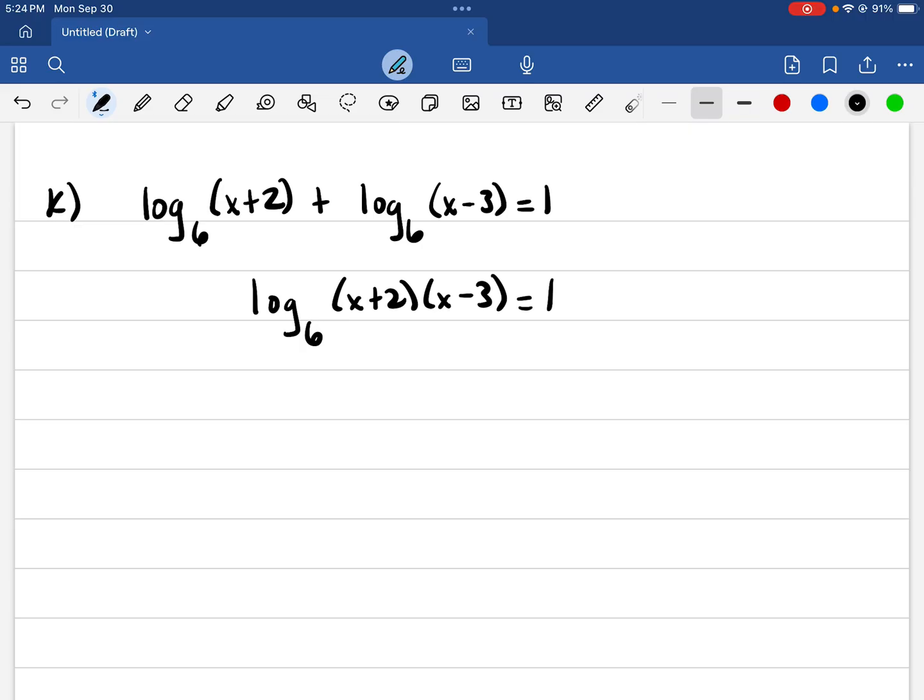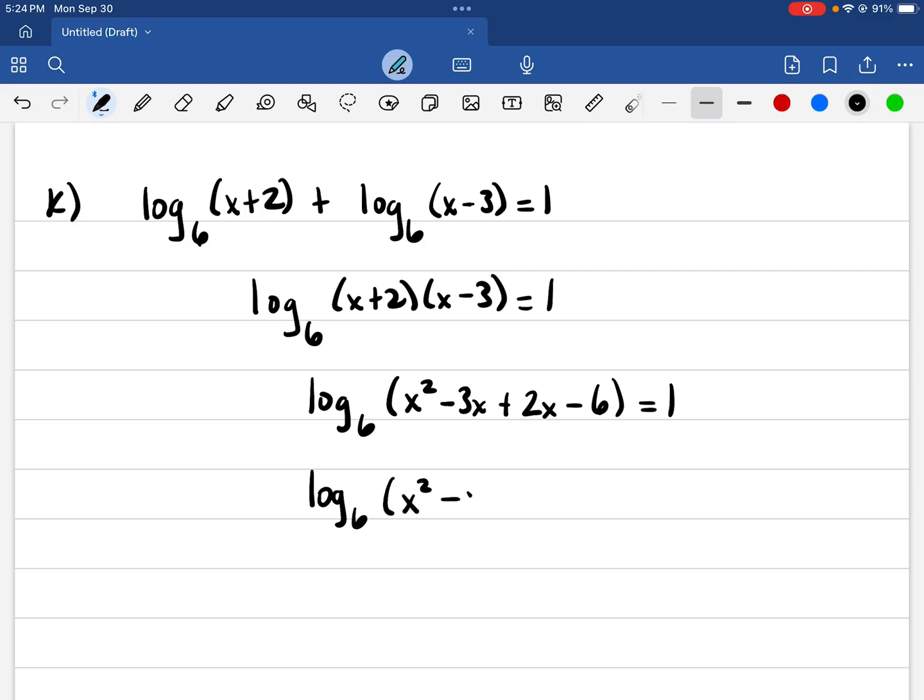This is going to mean that we're going to have to FOIL those two together. So x times x is going to be x squared. X times -3 is -3x. X times 2 is 2x. And then 2 times -3 is going to be -6. Combine those like terms. Gets a negative x.